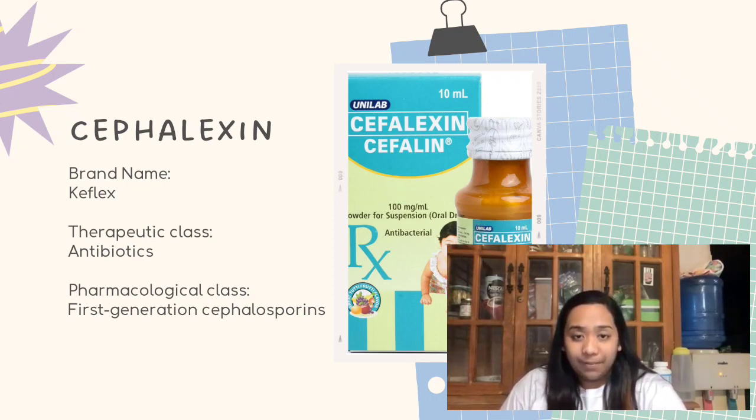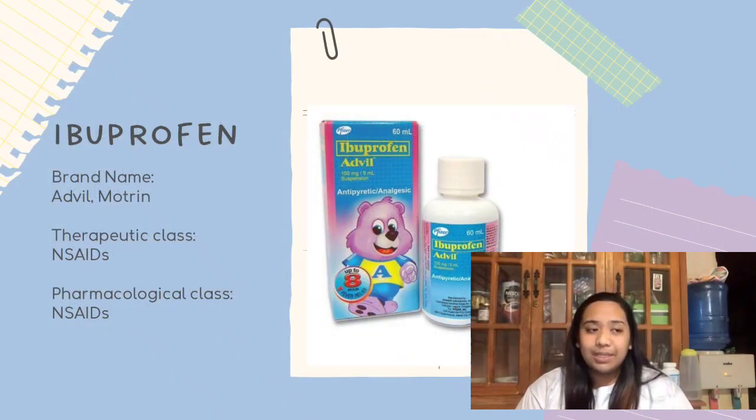And then for pharmacokinetics and pharmacodynamics, cephalexin is rapidly and almost completely absorbed from the gastrointestinal tract with oral administration. Absorption is slightly reduced when it is taken without regard for meals. So, ang next drug naman natin ay ibuprofen. Ang brand name naman ay Advil and Motrin. And ang therapeutic class niya ay NSAIDs. And then, ganun din ang pharmacological class niya.